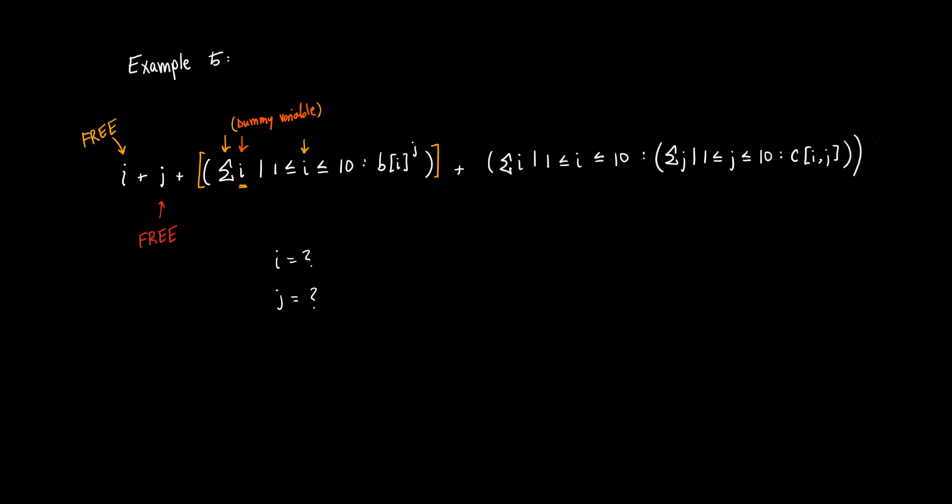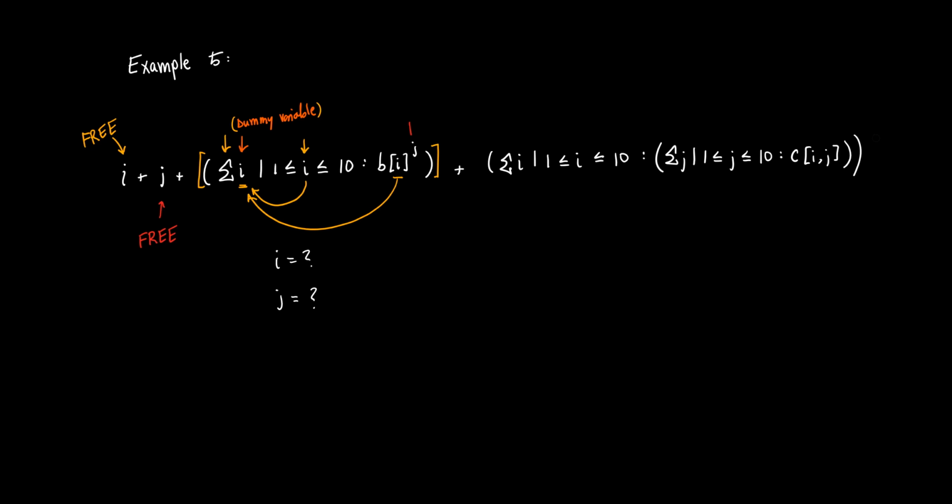I is a dummy variable, and all occurrences of I within the scope of the quantification are going to be bound to dummy variable I. That means that this I is bound to dummy variable I, and similarly, it means that this I right here is bound to dummy variable I.